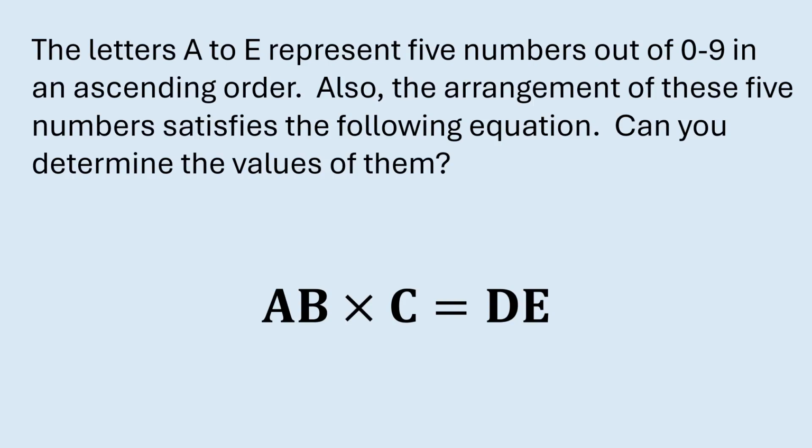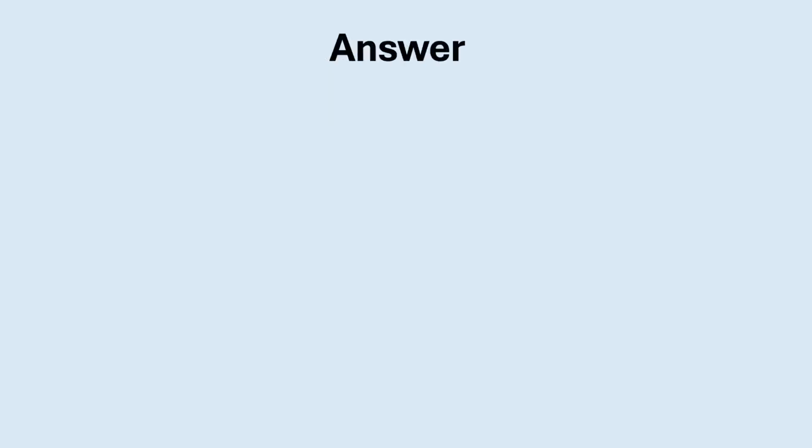So here, A and B combine into a 2-digit number, times C is equal to another 2-digit number DE. Just based on this information, can you determine the values of these 5 letters A to E? You can pause this video and spend enough time to work on it, and then we come back for the answer. Okay, let's have a look at the answer together.